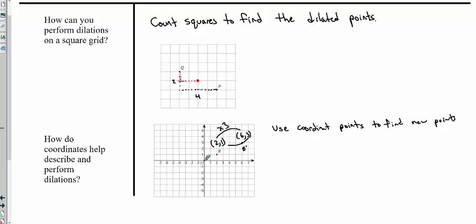And that distance here from the original point to the center was 1. So 1 times 3 is 3. Okay. And that's it.